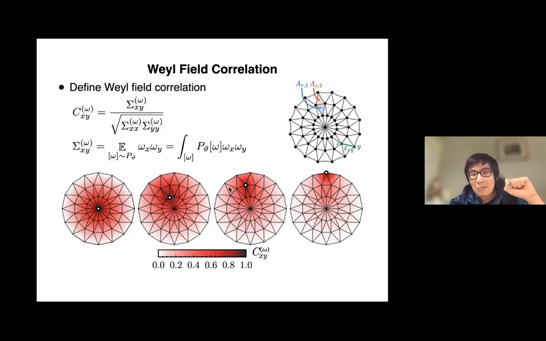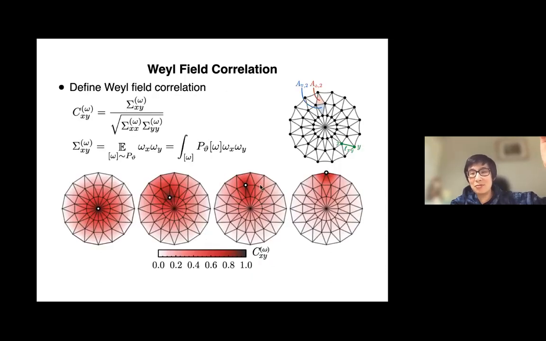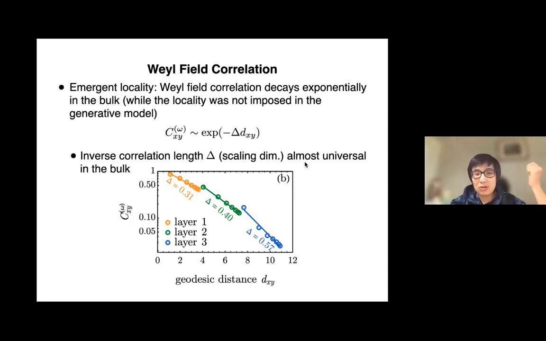One can see very nicely there is an emergent locality. That means that although when we set up the generative model we didn't impose locality at the model level, after learning, the model learns that there is a certain kind of locality in the wild field correlation: the correlation actually decays in the bulk. If we study more carefully, we can verify that the wild field correlation decays exponentially in the bulk, with a certain inverse correlation length. We can also fit the inverse correlation length at different layers, for example first layer, second layer, third layer. It is almost universal in the bulk, which means there's almost a uniform bulk local model description for the wild field.